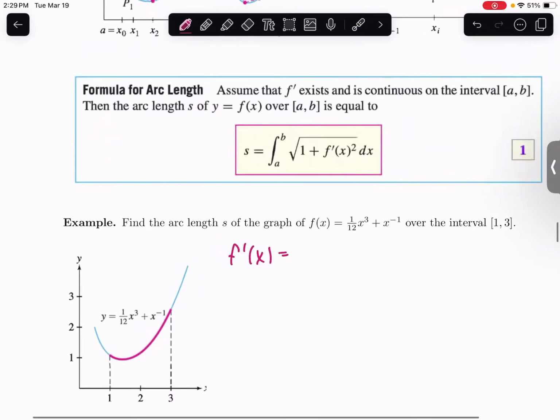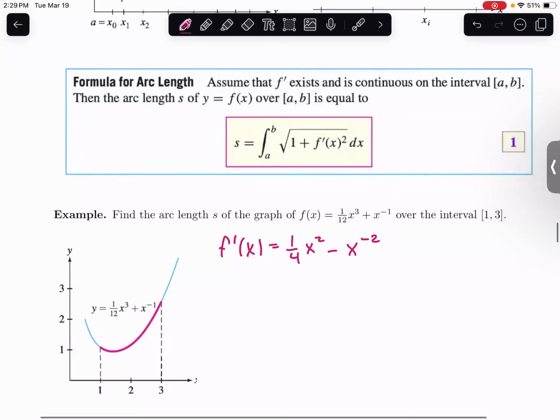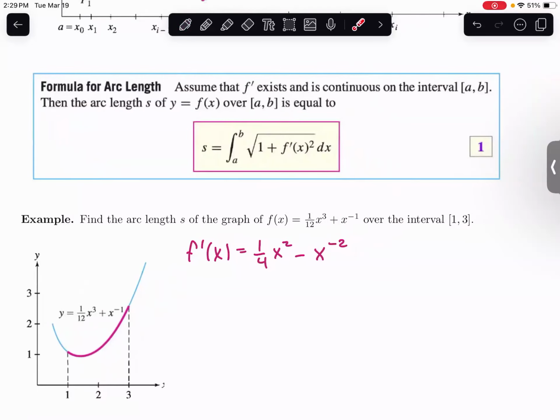We can just use the power rule for this derivative, since it's just a polynomial. This is going to be 1 over 12 times 3 times x squared, so that's 1 over 4 x squared. Then for the derivative of x to the minus 1, you bring the minus 1 down, so it's minus 1 times x to the minus 1 minus 1, which is minus x to the minus 2. Really, I'm just using the power rule for the derivative. Derivatives are going to be coming back in this class, starting with chapter 9, so it's a good idea to brush up on how to calculate derivatives.